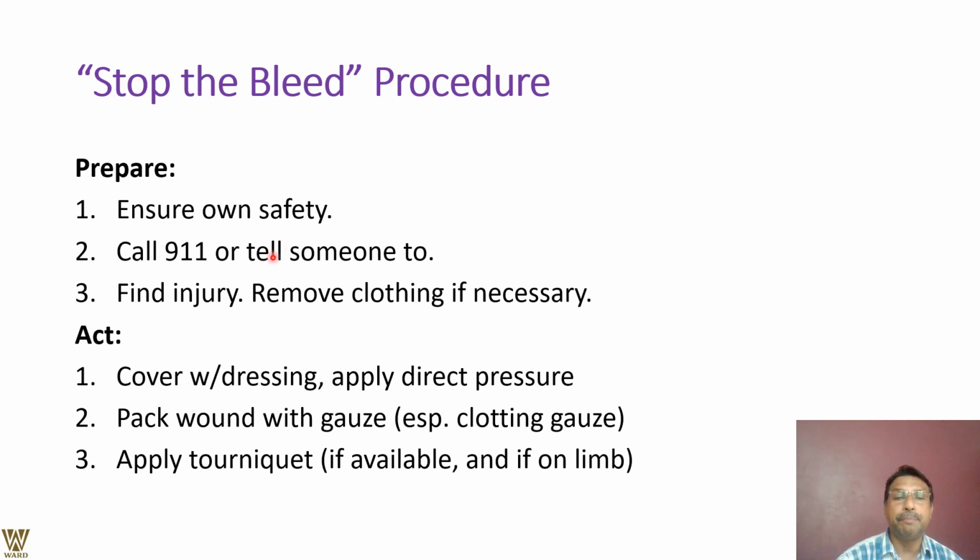Ensure your own safety. Call 911 or any helpline that your federal government prescribes. Find injuries, remove clothing if necessary. Cover with dressings. Apply direct pressure. Pack the wounds with gauze, clotting, remove all the blood that is coming, but don't remove the clotted blood. Apply a tourniquet if available, the band that I just showed you, on the limbs.